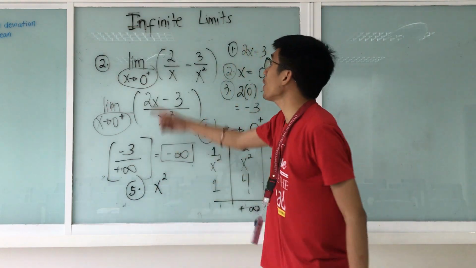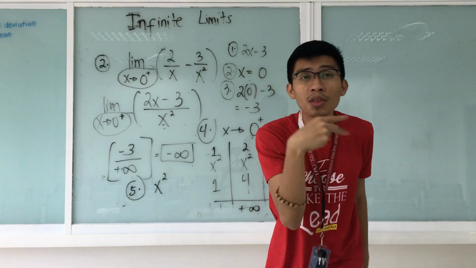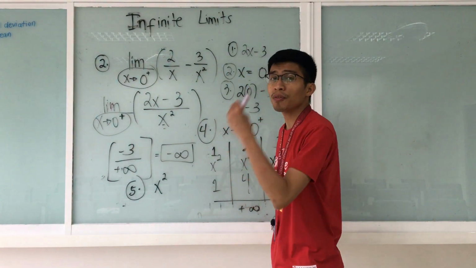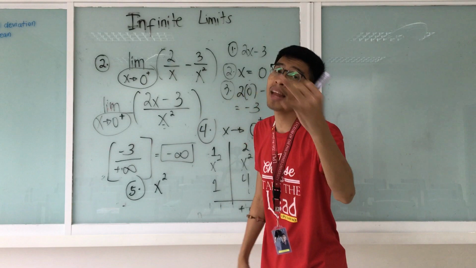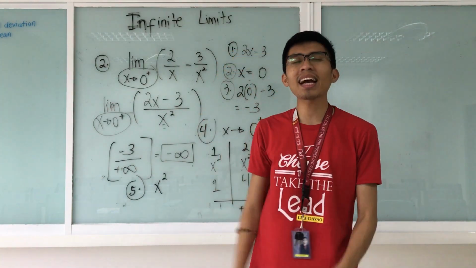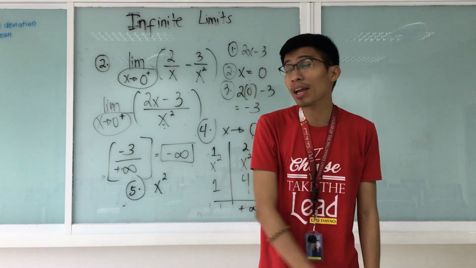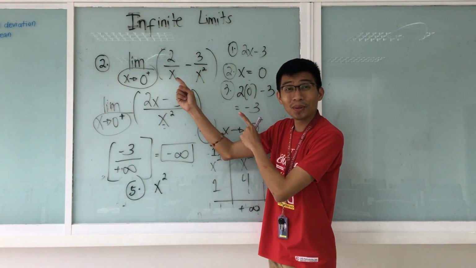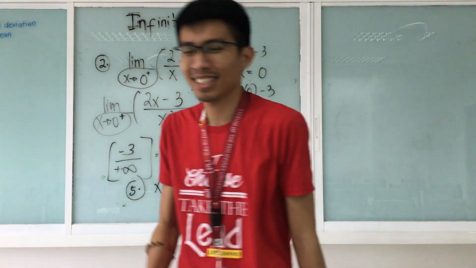Just a tip for you, whenever you are talking about infinite limit, there are 2 possible answers. First is positive infinite and second is negative infinite. Other than that, there's none. Again, positive and negative infinite. This is example number 2.